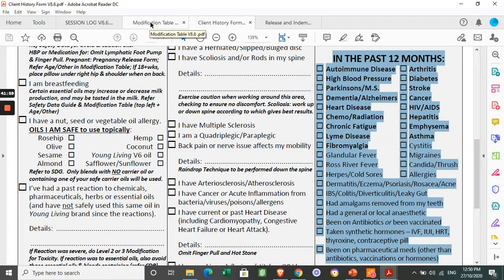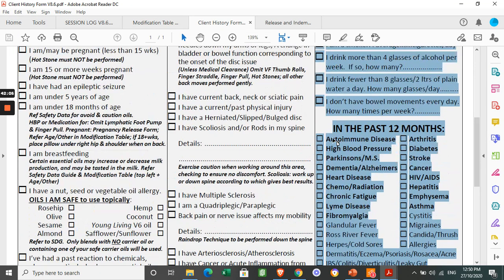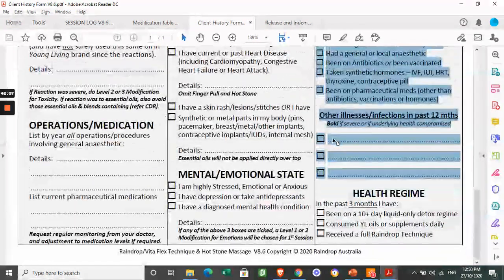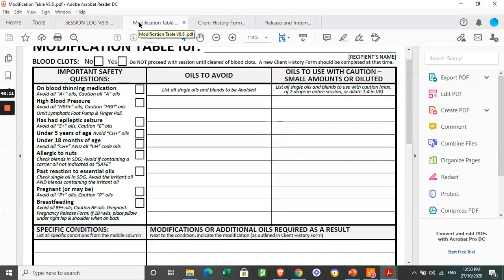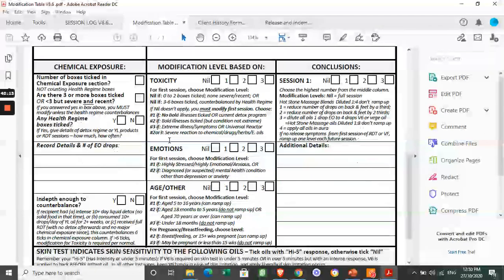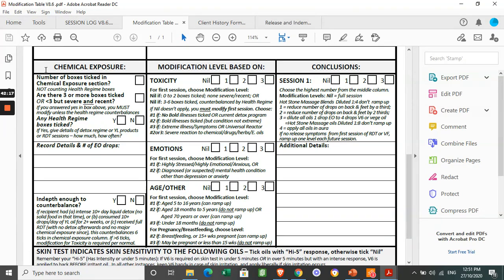Now let's go over to the modification table. What we're going to do is count up the ticks in that highlighted section, remembering that we pause at the health regime. We're going to come over to the modification table and come down to our chemical exposure column. Can you see it's got the same title, chemical exposure? It's asking you the number of boxes ticked in the chemical exposure section.